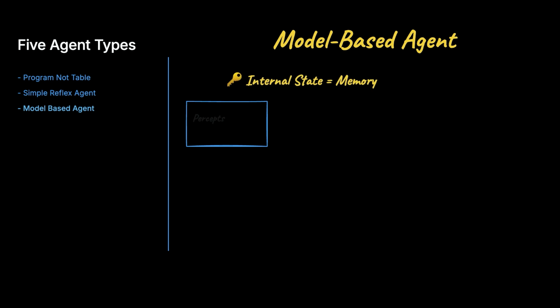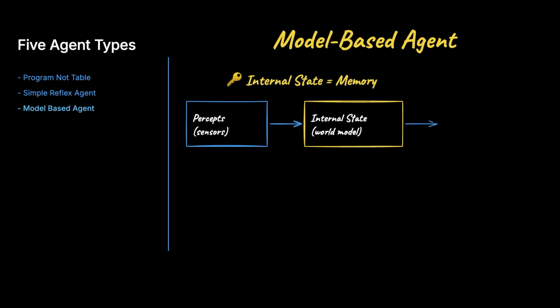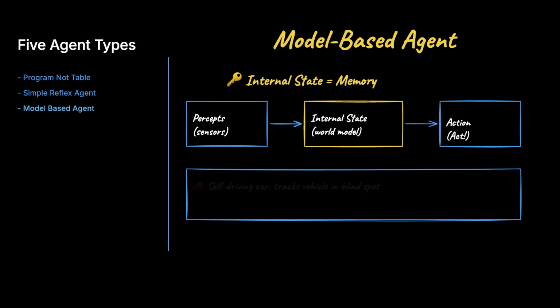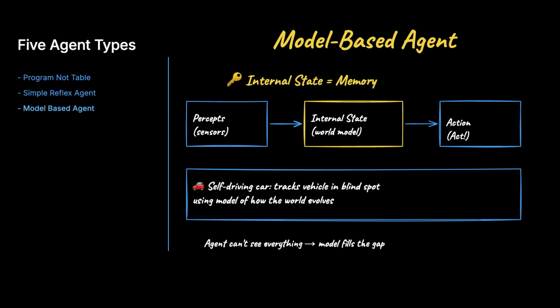But what if the agent cannot see everything? That is where the model-based reflex agent comes in. It keeps an internal state, a memory of the world, updated using a model of how the world evolves and how percepts relate to reality. A self-driving car uses this to track a vehicle in its blind spot.